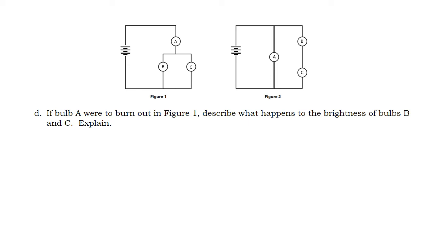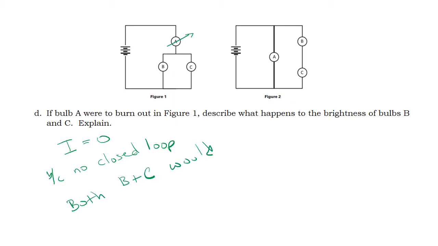If bulb A were to burn out in figure 1, we would end up having an open circuit. And since we don't have a closed loop from the positive terminal of the battery to the negative terminal of the battery, no current would flow. So I think the important points here are that you write that I would equal 0 through the entire circuit because we have no closed loop from the positive terminal to the negative terminal. If that's the case, then both B and C would be completely off.